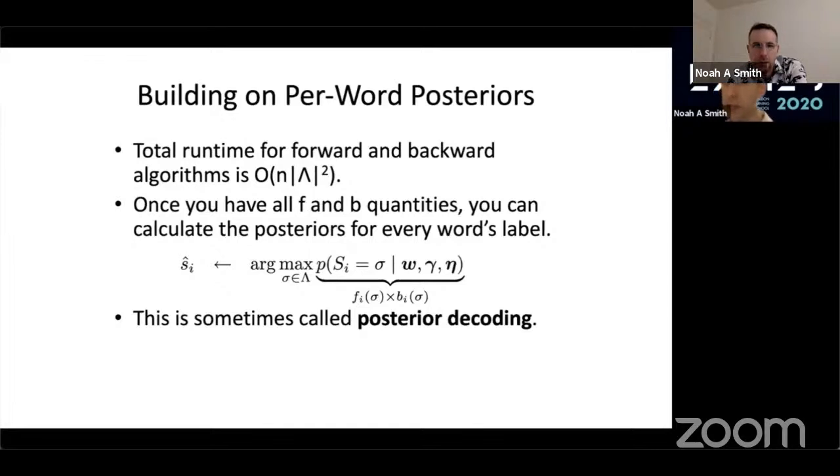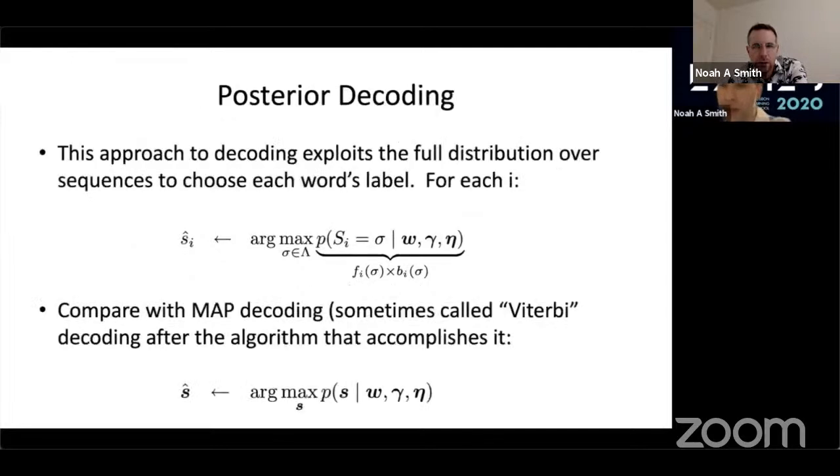It's sometimes called posterior decoding, in contrast with what we did in Viterbi decoding. And it's really interesting, I think, to think about these two approaches and what implications they have, because in general, they won't do the same thing. What's going on with posterior decoding is we're exploiting the model's full distribution over all sequences to choose each word's label. So for each word, we're choosing the label that has the highest posterior probability, taking into account all possible labelings of all the other words.